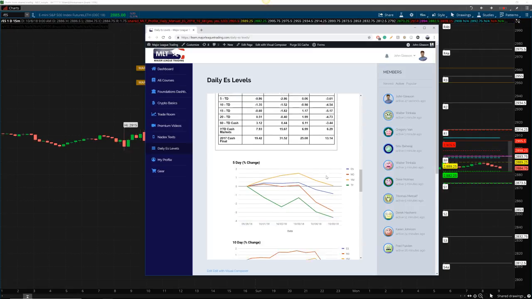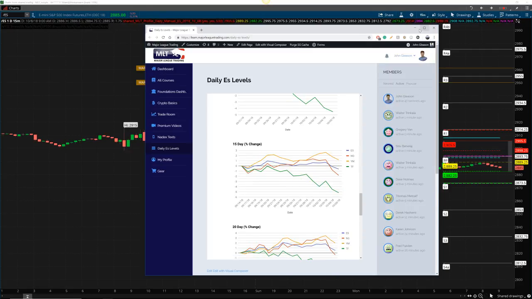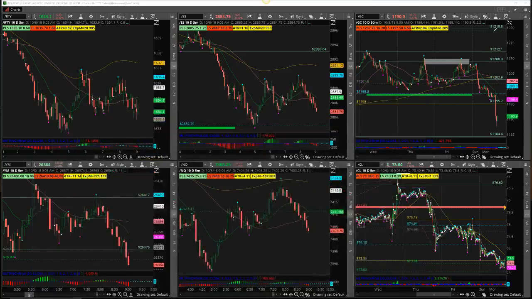I'm sorry, that's the Russell. So the Russell, guys, just been super, super weak here. Let's take a look at these markets.